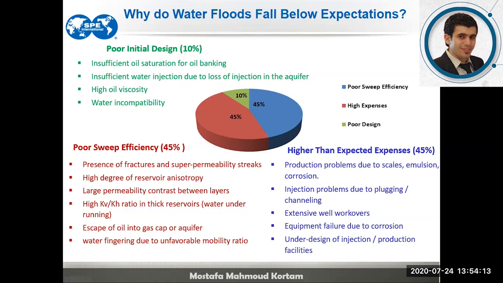Under-designed injection and production: some people design their production facility on a particular rate designed for oil, but once they are injecting water and they receive more water, their facility has a limited capacity size, so they cannot perform very well. So they may rent another plant or another scheme of handling the produced oil and water, or they go for the easier solution, which is choking the wells.